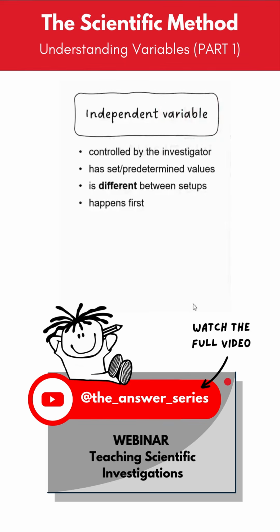Now, an independent variable starts with the letter I because I, the investigator, control it. I decide what it will be. This variable also has a set or predetermined value. Why? Because I, the investigator, made it so. I chose it to be so. This is also the thing that will be different between my setups. And another way that I like to think about it is that it's the thing that happens first.